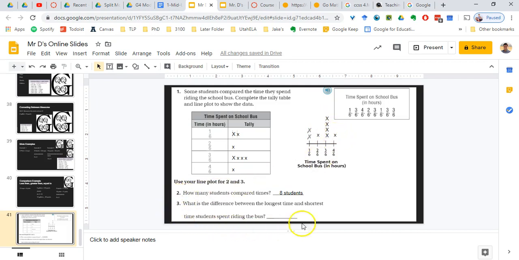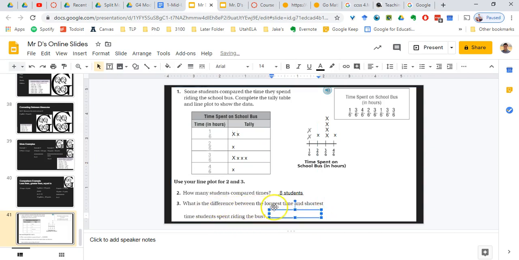So with these questions, we just have to really figure out what the question is asking us. What is the difference between the longest time and the shortest time students spent riding the bus? Well, let's look at our line plot and see what the data tells us. So the longest time. Well, what was the longest time students spent riding the bus? I notice the label here says time spent on the school bus. So my options are 1/6, 2/6, 3/6, 4/6. Out of those 4, I know 4/6 is the longest. So 4/6 was the longest amount of time spent riding the bus.